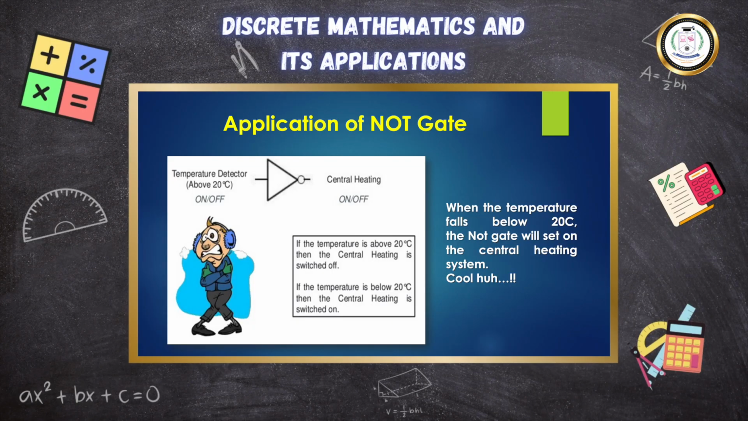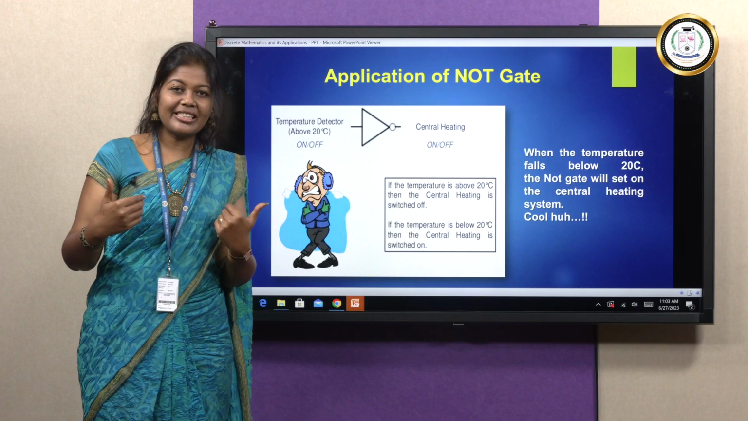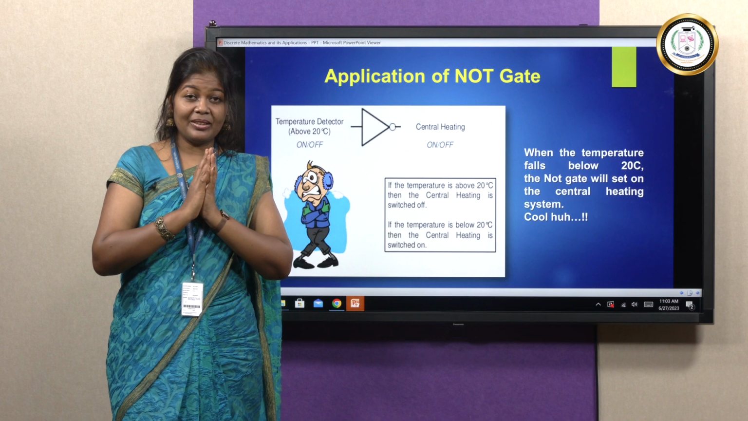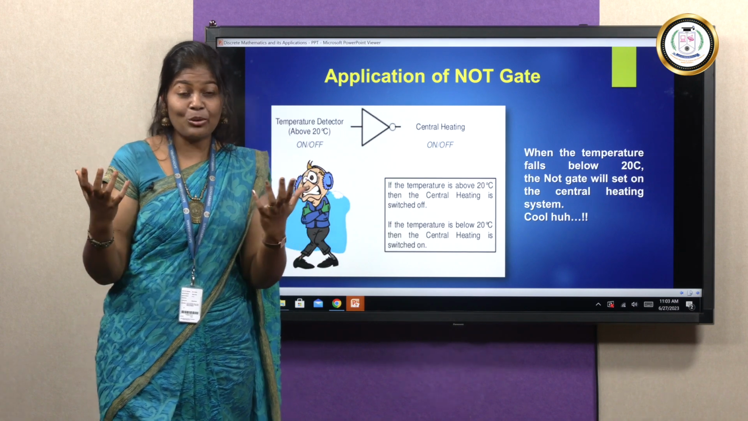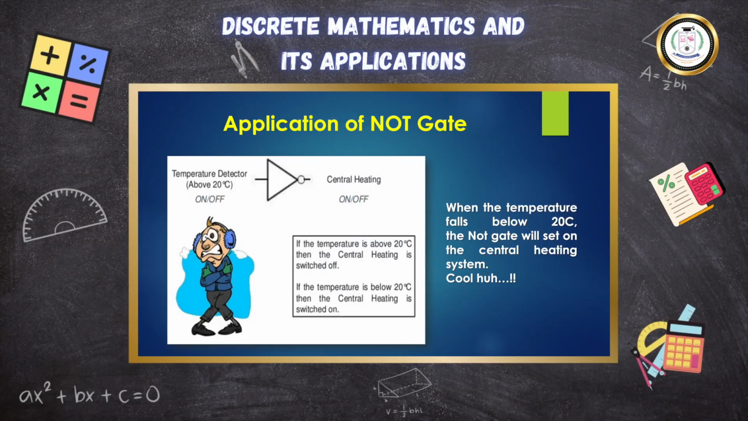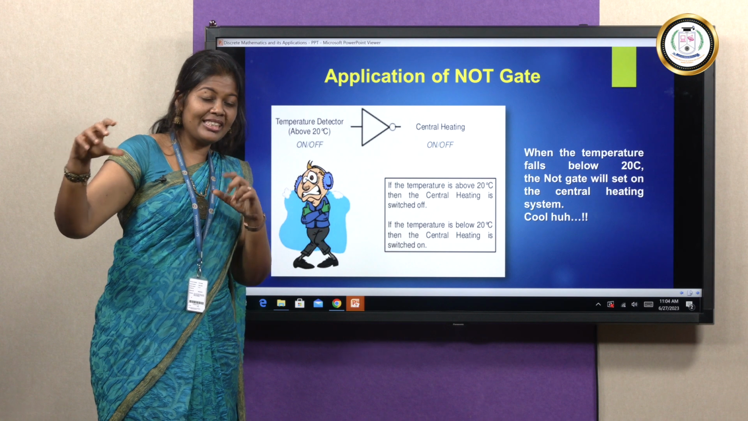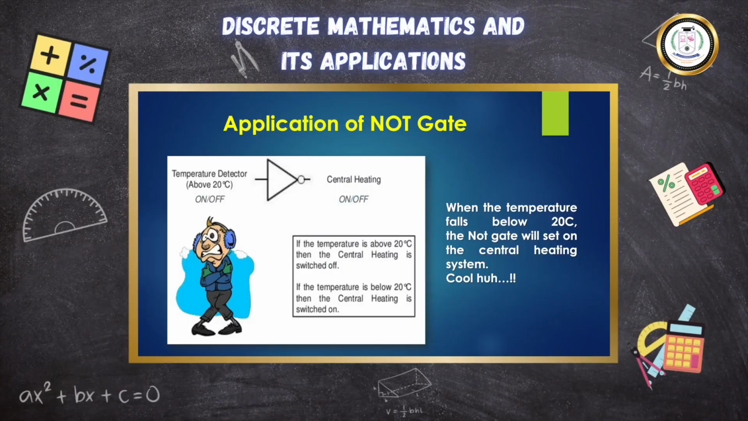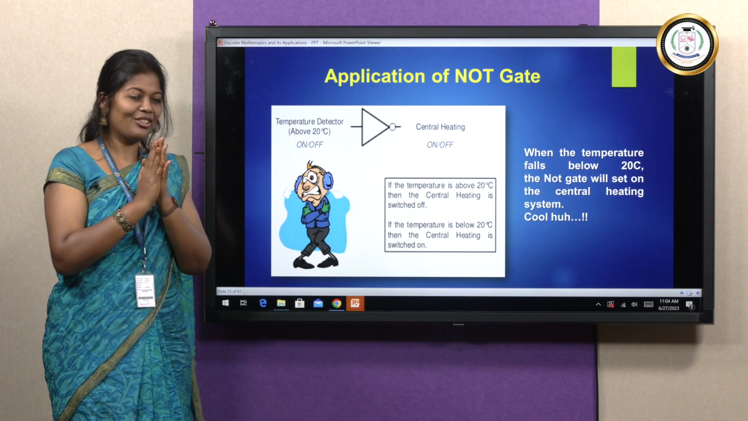So this is the application of the NOT gate, maybe not in our countries, but it's very, very common in outside countries where the place is really cold. You have something called the central heating system, right? So when the temperature goes below 20 degrees, the central heating system is switched on. Similarly, when the temperature goes above 20 degrees, then the central heating system is switched off. So that's a direct application of the NOT gate.